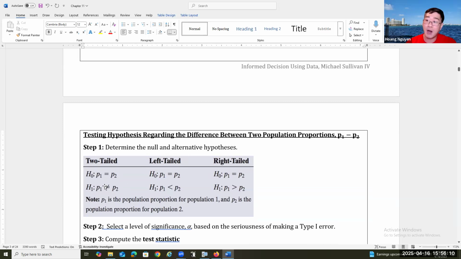For the alternative hypothesis, you have to take a look at the claim and then decide what inequality we use for the alternative hypothesis. So you might say p1 not equal to p2 for the two-tailed test, or you can say p1 less than p2 for the left-tailed test, and p1 more than p2 for the right-tailed test. So that's how we say the alternative hypothesis and how we determine the tails of the hypothesis test. So that's going to be step number 1, right?